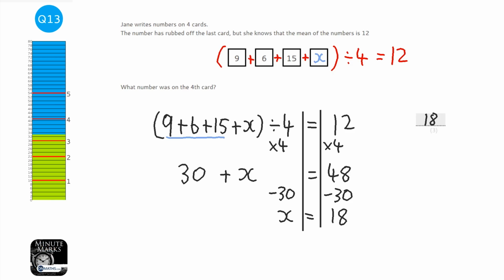So that's my answer. Now, you could have done that through just trying different numbers out, but imagine in the exam, maybe the numbers are going to be a lot bigger. So this method is probably the quickest, but there are other methods, other ways of doing it.